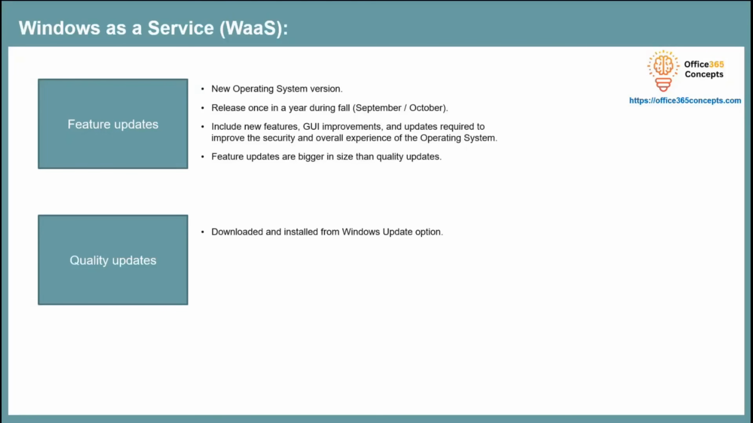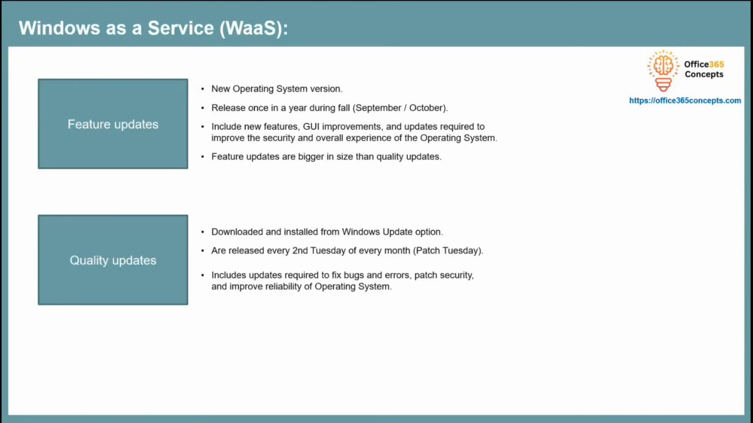Whereas quality updates are the important updates that your computer downloads and installs automatically every month through Windows Update. Quality updates are also called cumulative updates. Quality updates are released every second Tuesday of every month, and this day is also called Patch Tuesday. Quality updates do not include new features. These updates include the fixes required for bugs and errors, security patches, and the updates required to improve reliability with the current version of the Windows operating system.